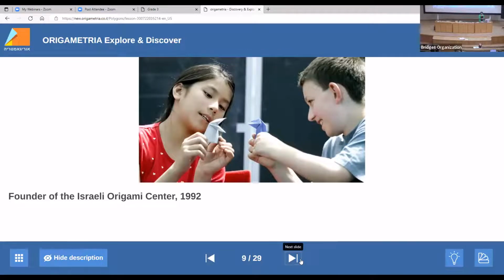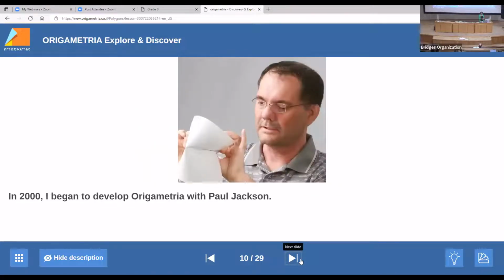So in 92, I established the Origami Center. People didn't know what origami is in Israel, and I started to spread it around. In 2000, I went to an origami convention in Germany, and I met Paul Jackson, and we got married five months after. He asked me to marry him by making an origami ring from a $50 butterfly ring.